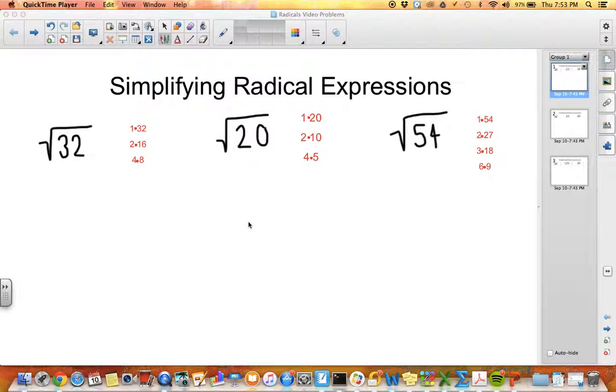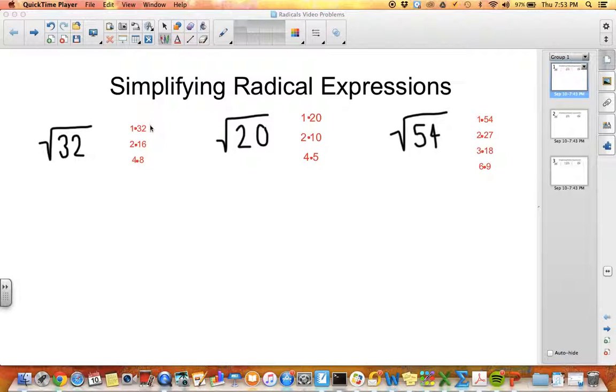This video is to show you how to simplify radical expressions. So remember, radical is just the square root symbol. So let's start with the square root of 32. The first thing we have to do is list out all the factors, so everything that multiplies together to give you 32.